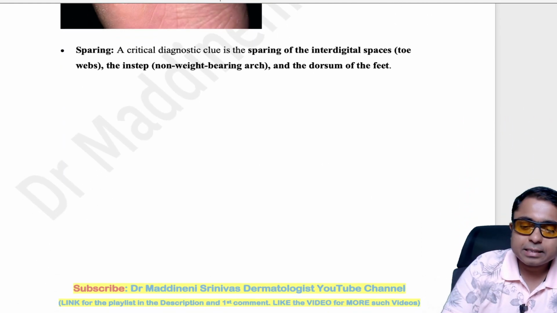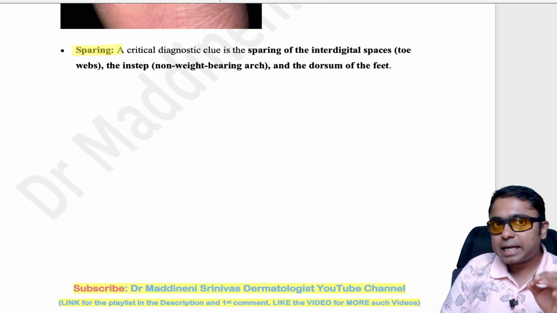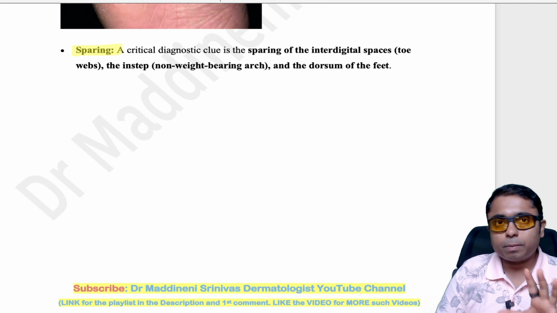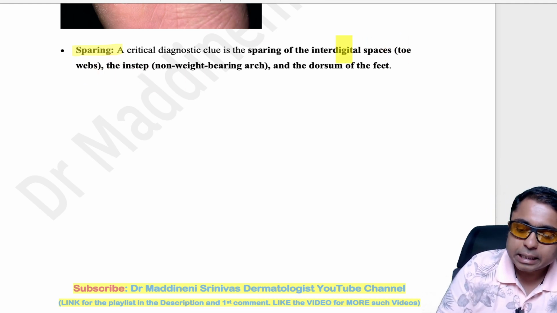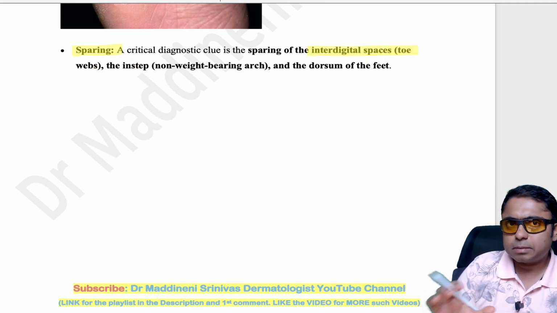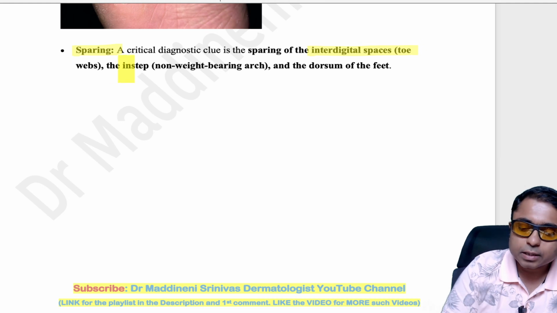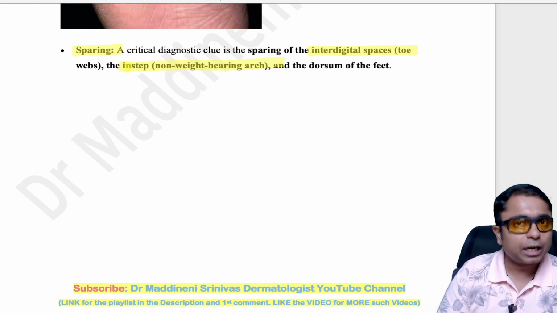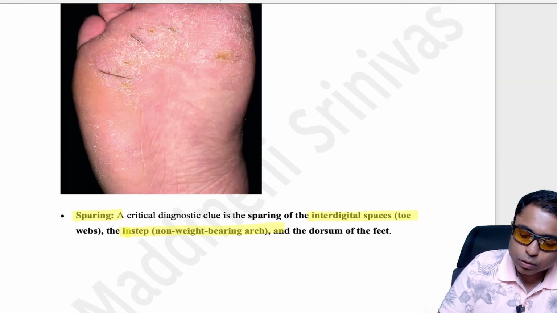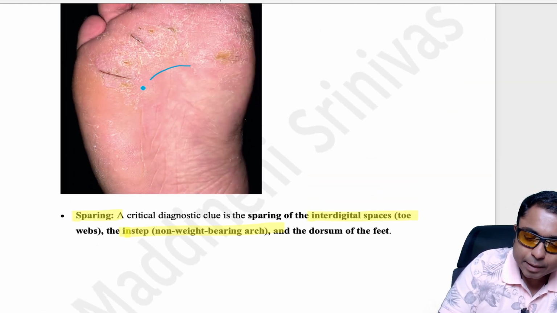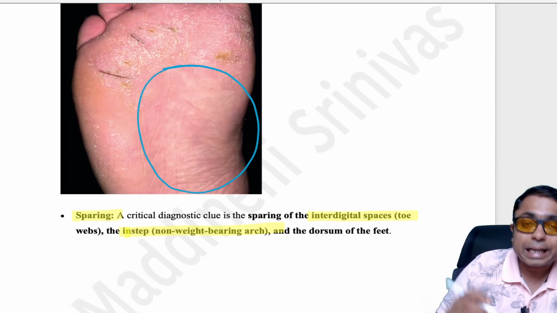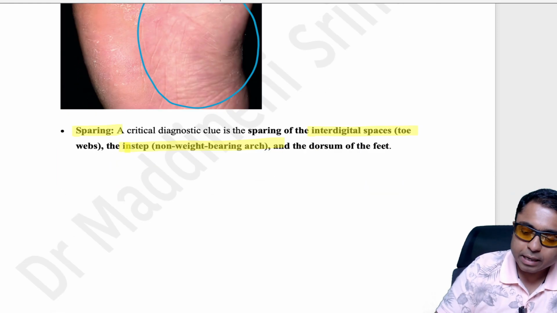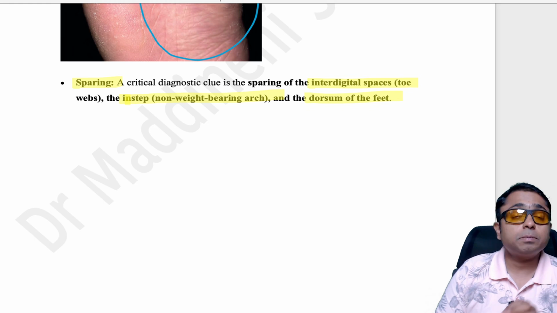And this is a very interesting point, sparing. The areas which are going to be spared are very important to remember in juvenile plantar dermatosis. That is the interdigital spaces, the spaces between the toes, that is toe webs, and the instep, which is the non weight bearing arch. So you can see in this picture also, very classically, the instep is absolutely normal here, right? So that is the area of sparing, and also the dorsum of the feet is spared in JPD.